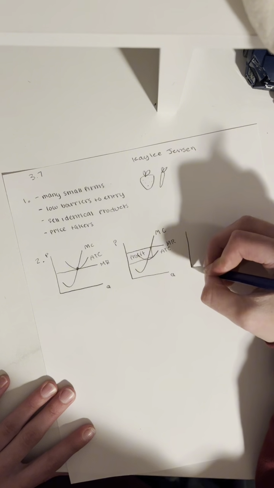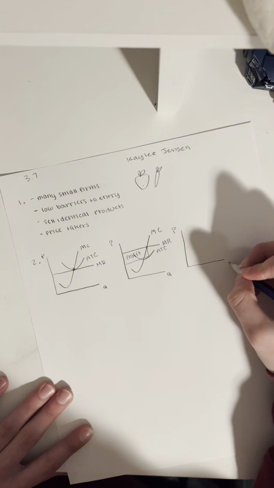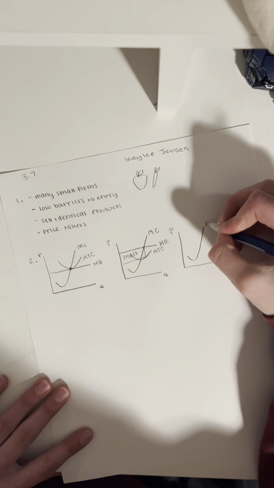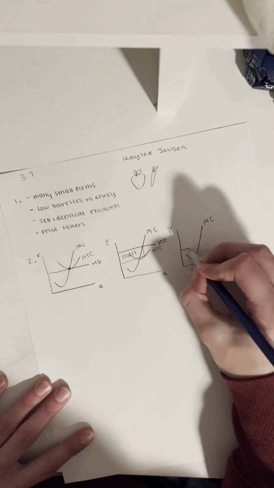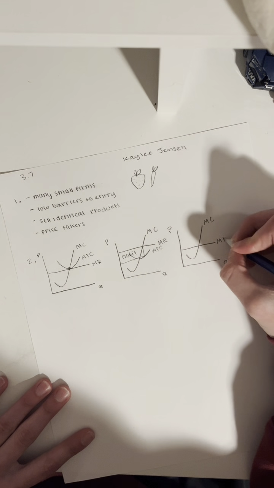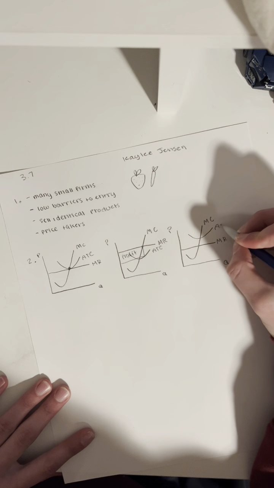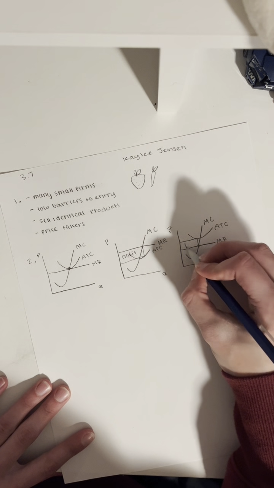And then our next graph would be a perfect competition making losses. So this is our MC. And then here is our MR. And our ATC would be above our MR. And this would be our loss, this area.